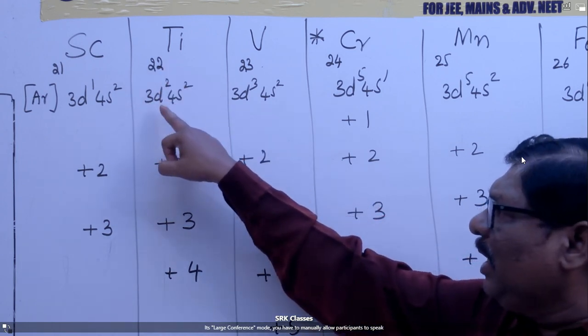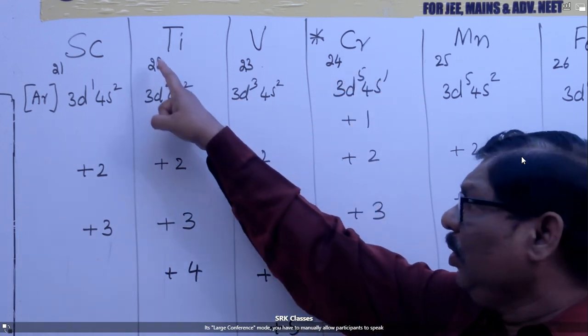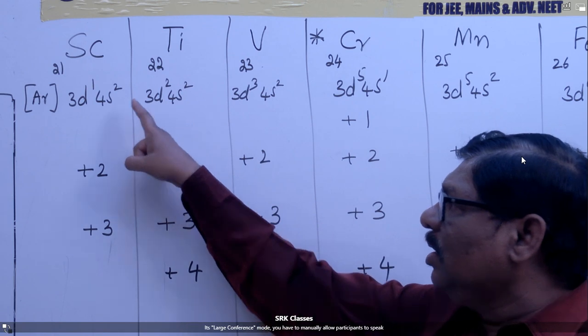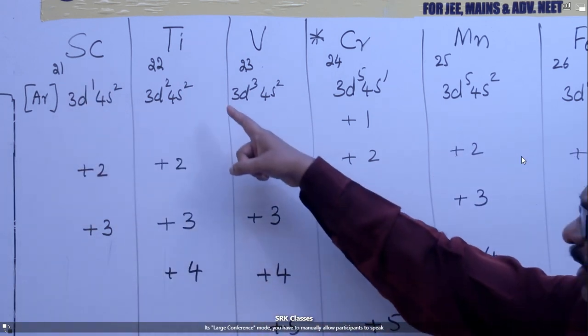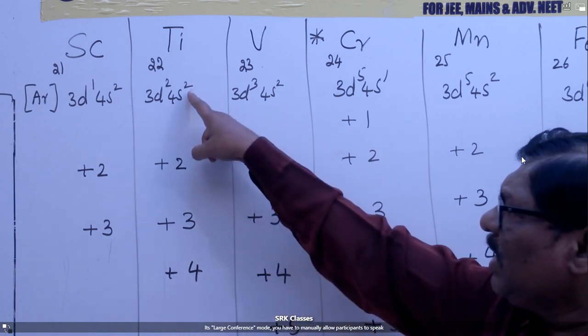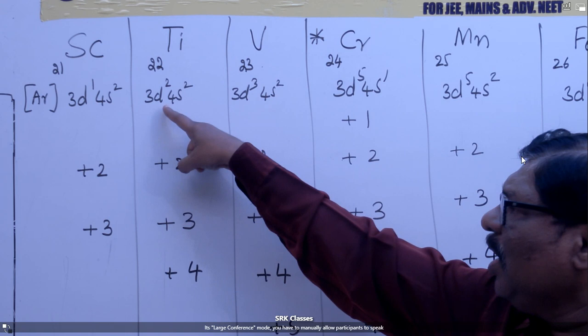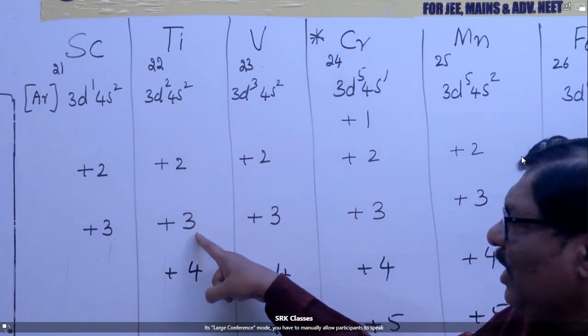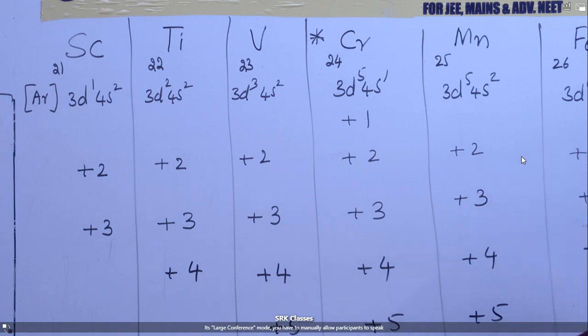Atomic number directly corresponds to the valence electrons or d orbital electrons. 22 means 2 electrons; 21, 1 electron is present in the d orbital. Here, 2 electrons are removed from the s orbital, forming +2. 1 electron is removed from the d orbital, forming +3. Another electron is removed from the d orbital, forming +4. Therefore, 3 oxidation states are possible: +2, +3, +4.